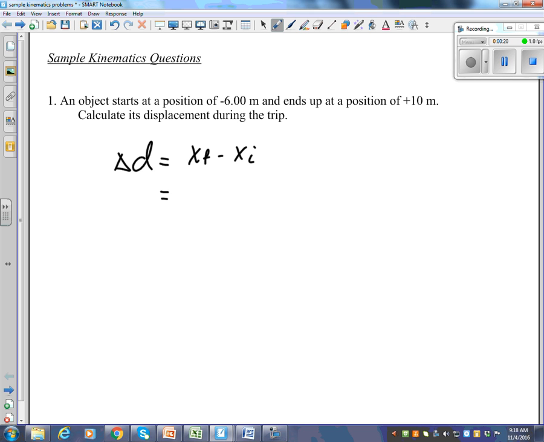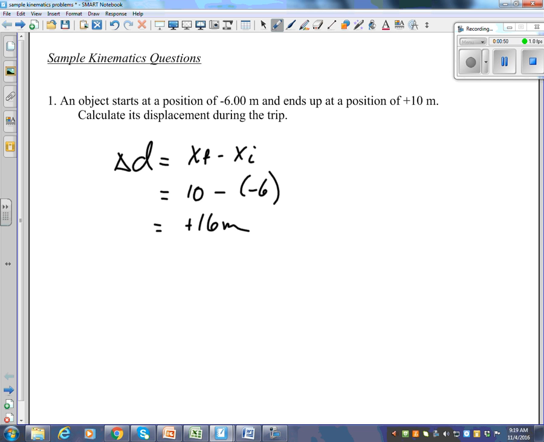What's the final position? The 10 ends up, right? You got to do some sort of reading. So 10 subtract, and I purposely did this, 10 subtract -6, which is +16. Pretty easy, right? We have to show our work.